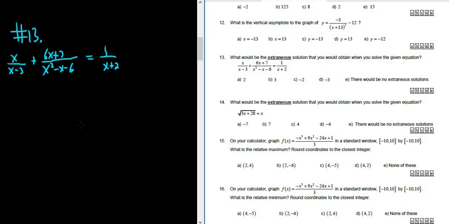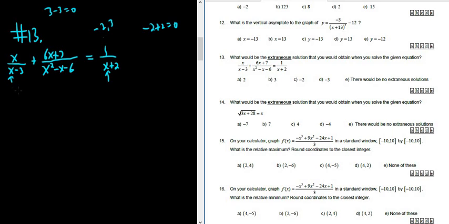So the extraneous solution is the answer we get to this equation that does not check. We're supposed to solve the equation and then check our answers, and it's the one that doesn't check. If you have to guess, the two answers that won't make sense will be negative 2, because negative 2 would make the bottom here 0, since negative 2 plus 2 is 0. The other answer that could be extraneous is 3, because 3 minus 3 is 0. So it's probably negative 2 or 3. Of course, there could be no extraneous solutions, but if I had to guess, I would guess negative 2 or 3.